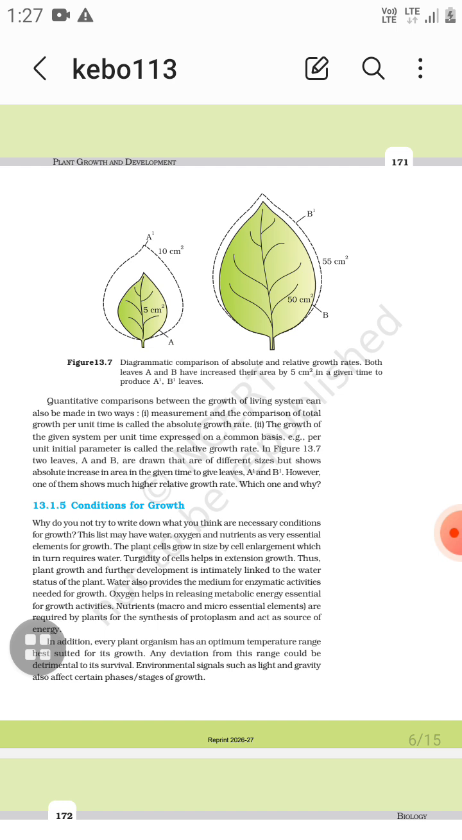Because initially it was 50 centimeters square, that goes to 55 centimeters square. The increment is not as big as in the first case, where it just becomes double, that is 5 centimeter to 10 centimeters. So that's it. It depends on the initial thing.